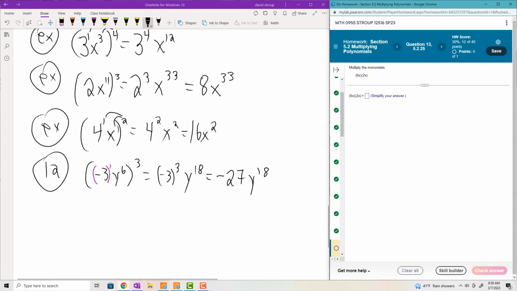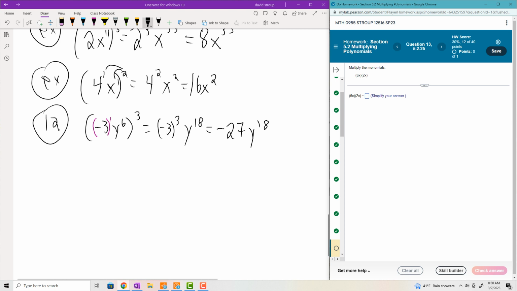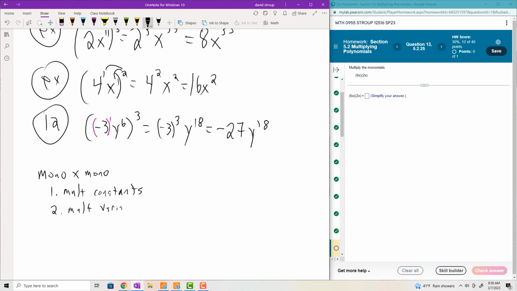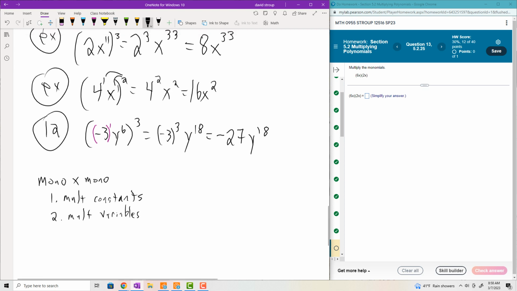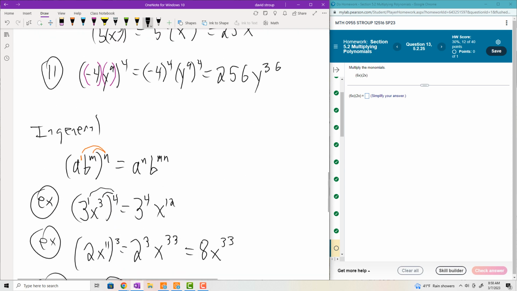And I guess now we get some more rules, multiplying monomials. So it's monomial times monomial. And the way you do it is to first multiply out the constant terms, or the coefficients. The coefficients are just the numbers in front of the variables. And then secondly, multiply out the variables. And when you multiply out variables, it'll be the like base kind, so you're going to be adding exponents.